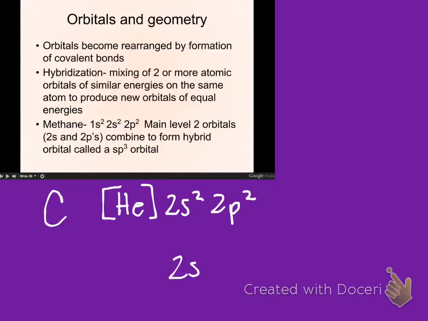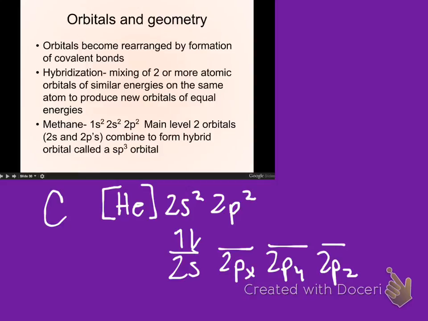So we have 2s, 2px, 2py, 2pz. So based on that, how many places does it look like carbon could share? How many orbitals could it share?